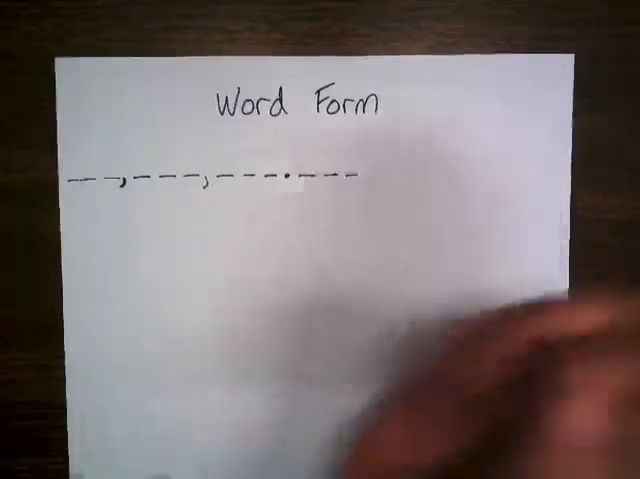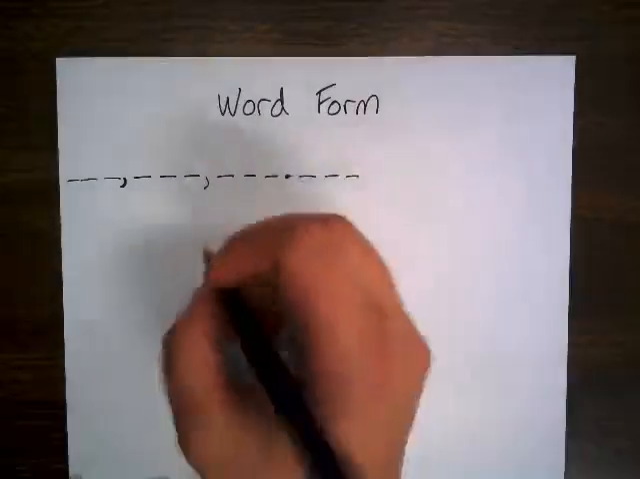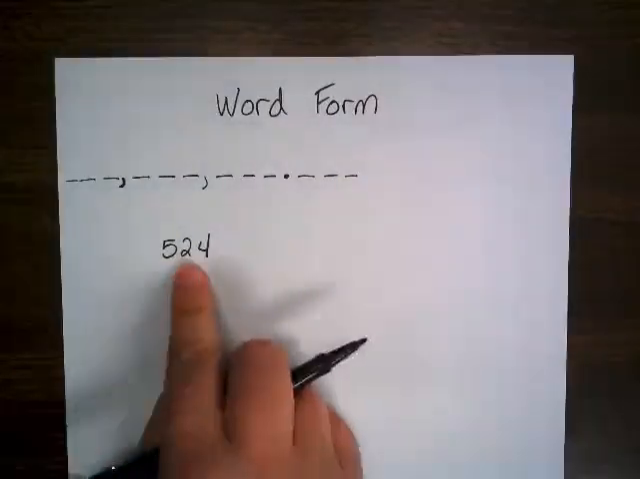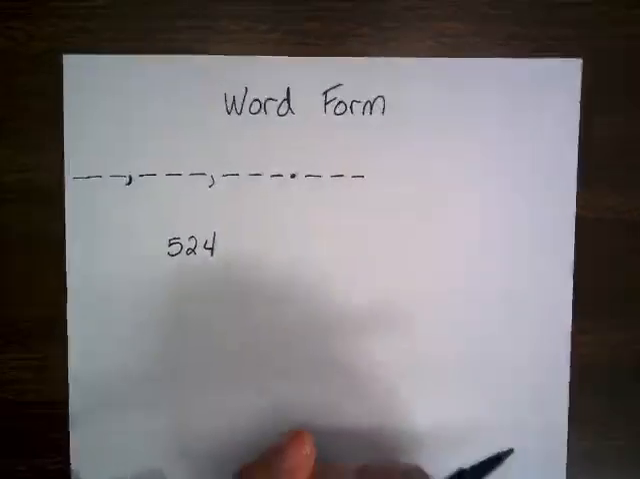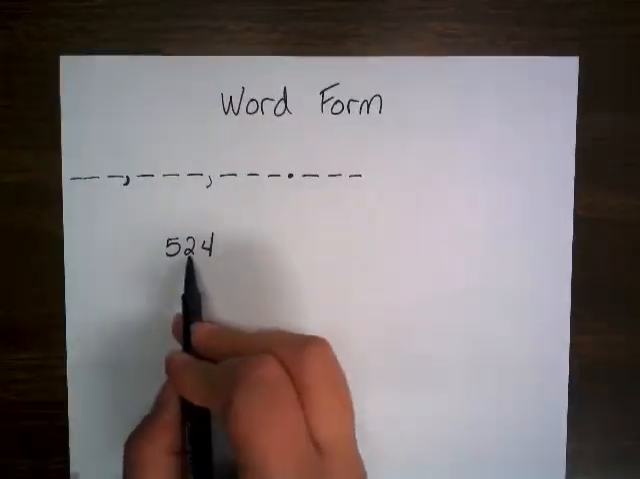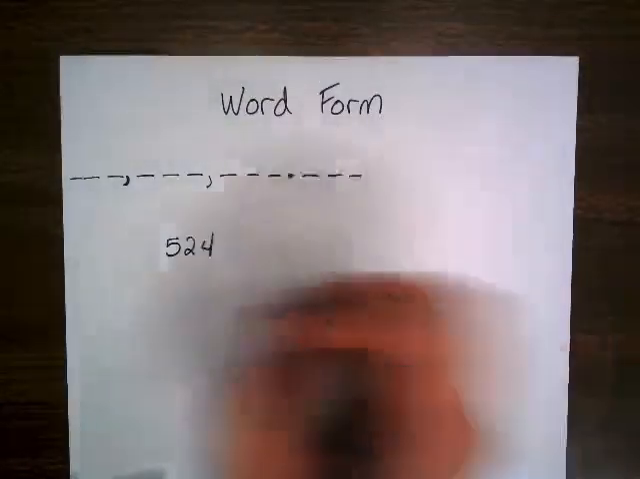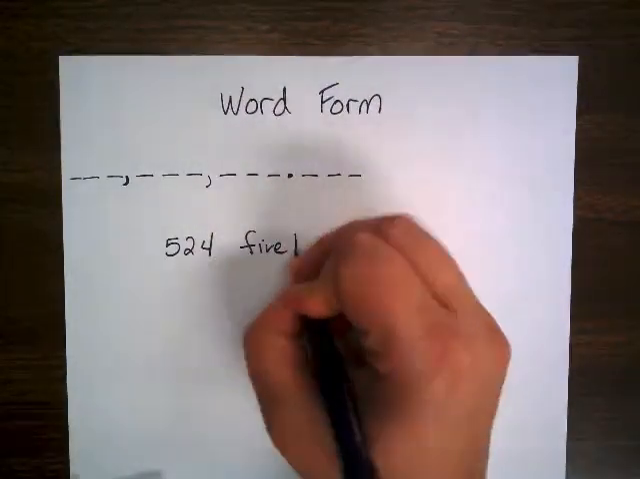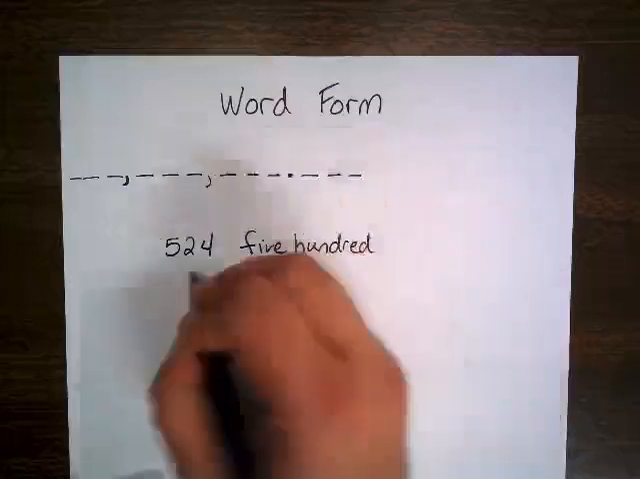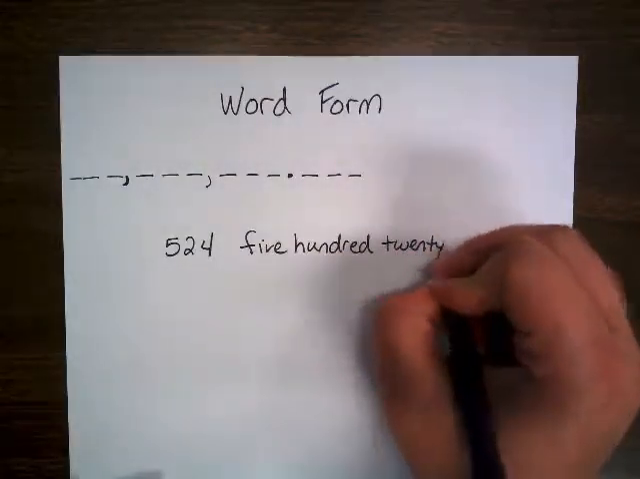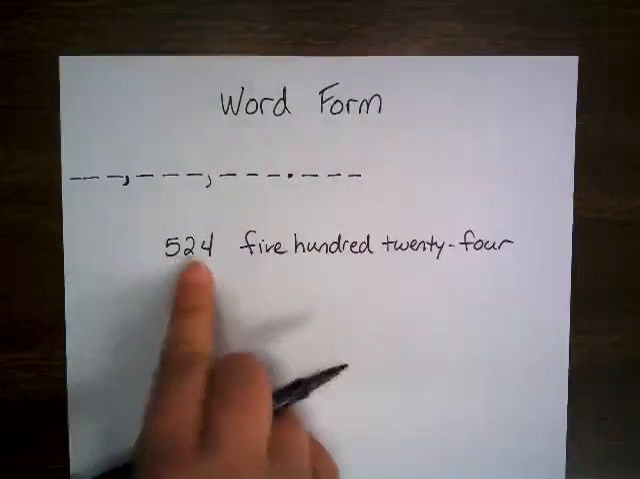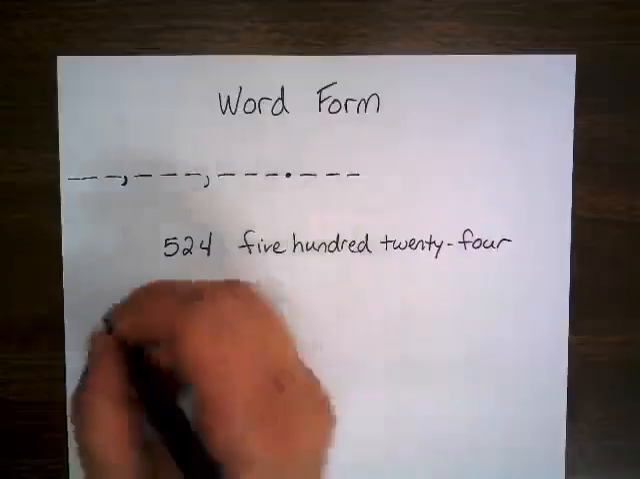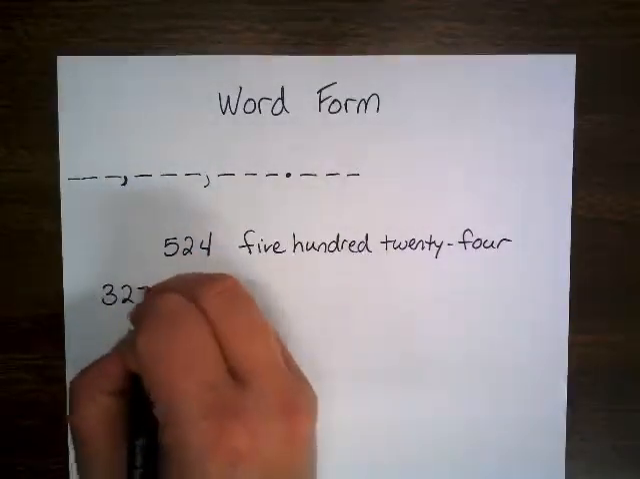Every group of 3 numbers represents kind of like a set of numbers. So when we have a number, we'll start off simply like we always do. Let's take the number 524. Notice what I just said out loud, 524. If I'm going to write that in word form, I'm going to write it exactly how I just said it: five hundred twenty-four.